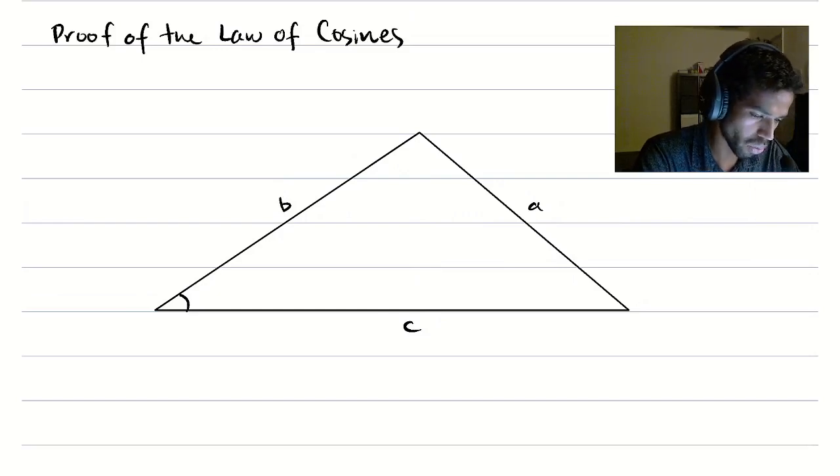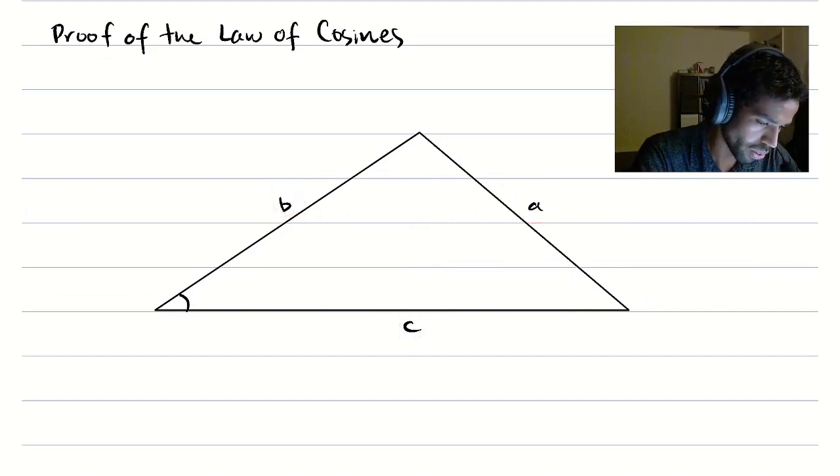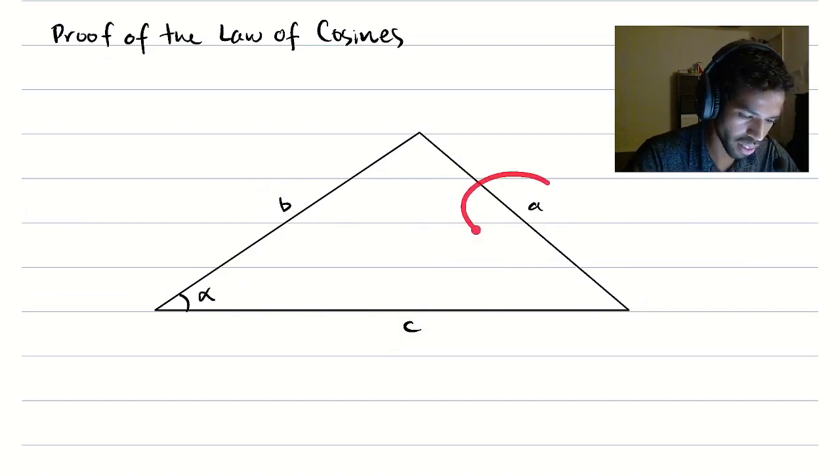So we're gonna do a proof of the law of cosines. The law of cosines says that if you have a triangle with sides A, B, and C, and you know three of these, then you can find either a side, or an angle, or another side. So you just need three of these in order to find the last. This one's gonna be alpha here because it's across from side A.